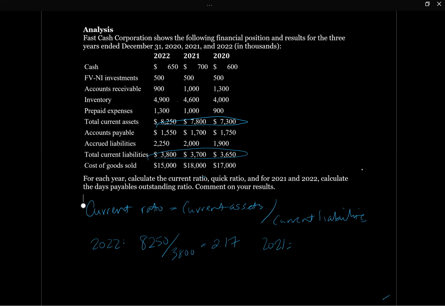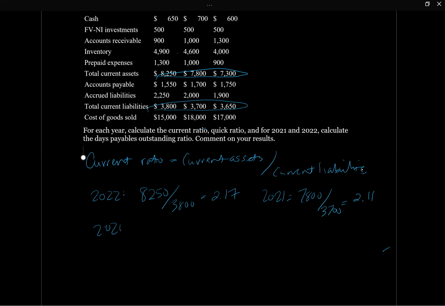2021 is going to give us 7,800 divided by 3,700, which is going to give us 2.11. And then 2020, it's going to give us 7,300 divided by 3,650, which is going to give us 2. So we actually have an improving trend here, because our current ratio is increasing as we move forward. It was only 2 in 2020, but by 2022 it's 2.17, which means that we have more current assets than current liabilities. So that is moving in a favorable direction.